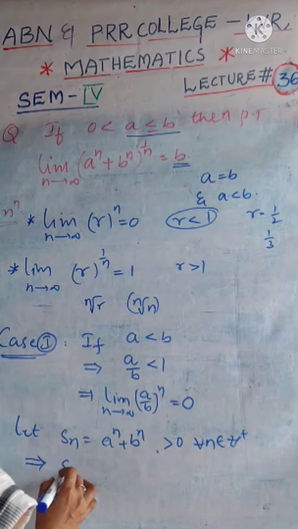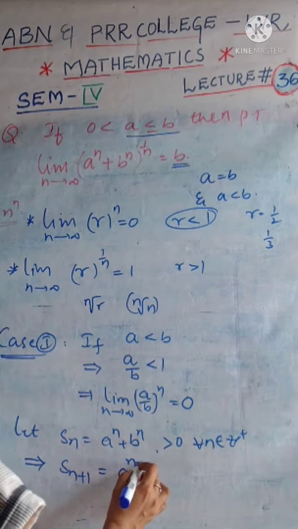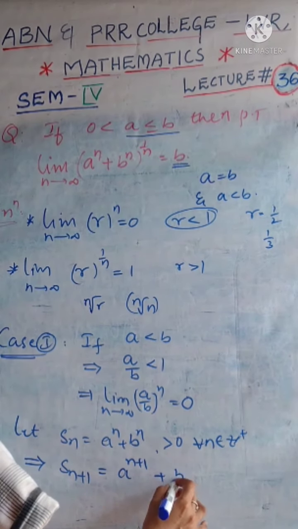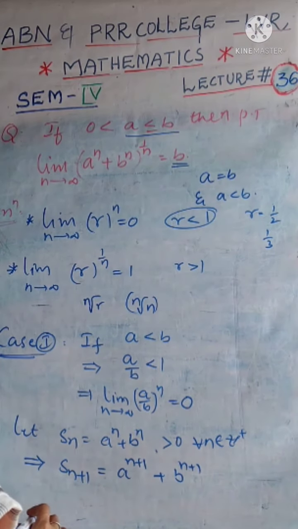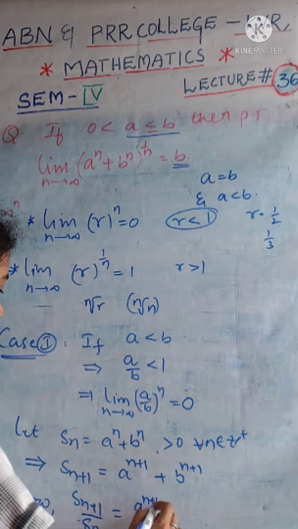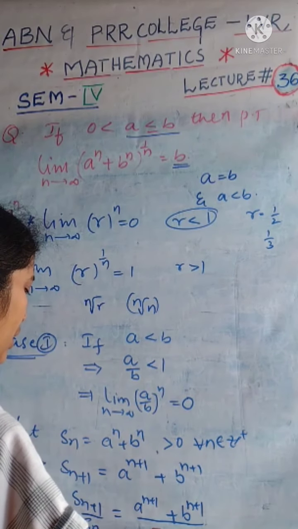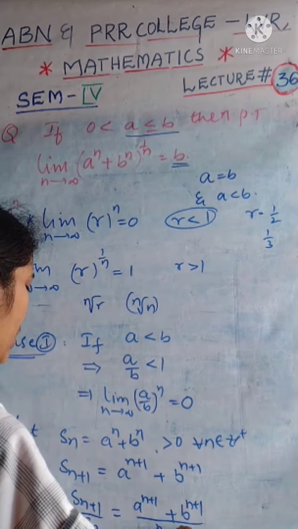Then its consecutive term S(n+1) is obtained by replacing n by n+1 in the nth term. Now consider the ratio value. What is the ratio value? S(n+1)/Sn, which is equal to (a^(n+1) + b^(n+1)) divided by (a^n + b^n).